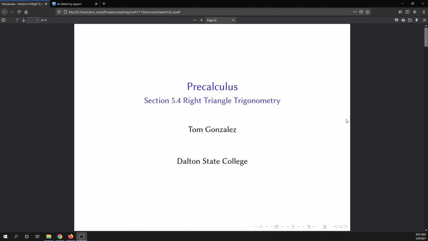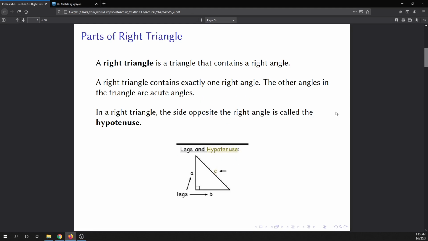All right, in this video we are going to talk about right triangle trigonometry. At this point we've already talked about the unit circle, and we've defined the 6 trigonometric functions in terms of the unit circle. So what we're going to do now is look at how you can do this using just a triangle, and how it relates to the definitions that we talked about previously on the unit circle.